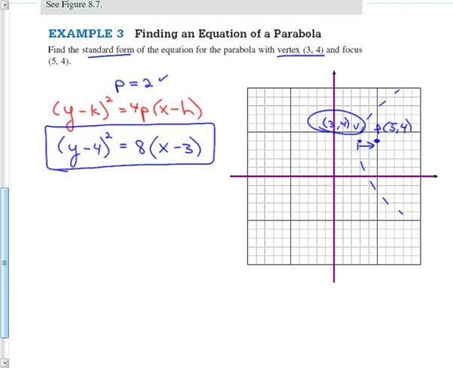If they ask us for other things, like where's the directrix? Well, if I went 2 to the right to get to the focus, I would go 2 to the left to get to the directrix. It would be the line x equals 1. We just figure it out from the graph where it would be. They didn't ask on this one.